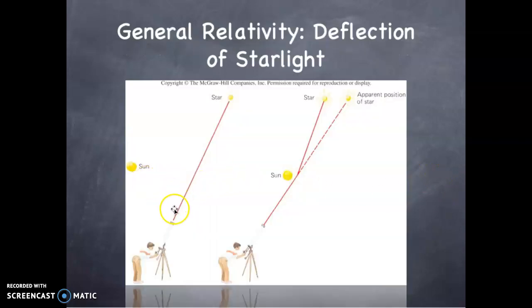If you are observing a star, and you're a long way from the sun, this is where the star appears to be. But if you are close to the sun, the star is going to appear at this point, but it's actually at that point. That brings me to the end of this presentation.